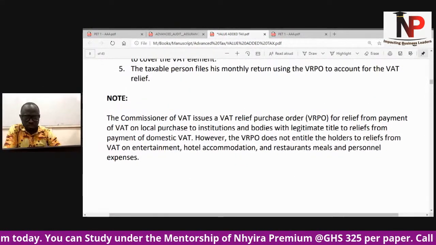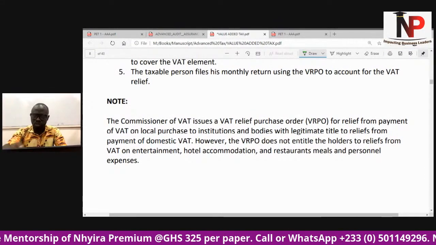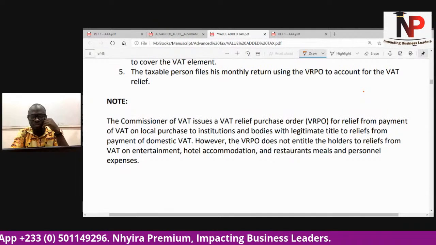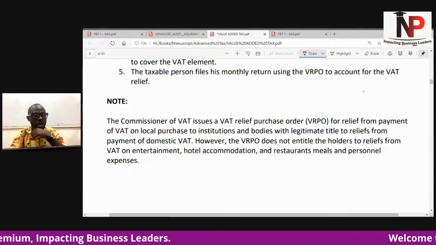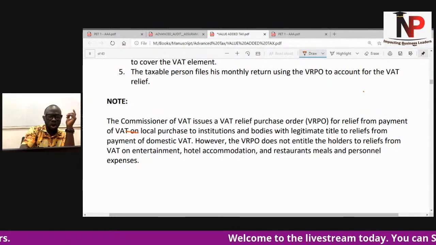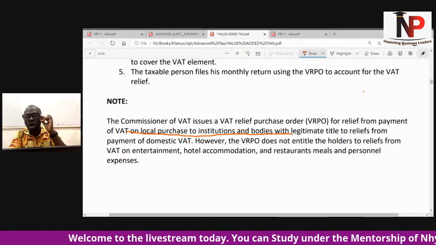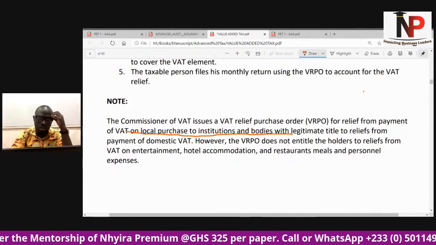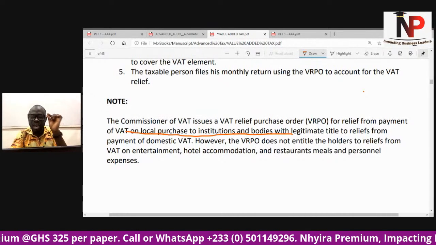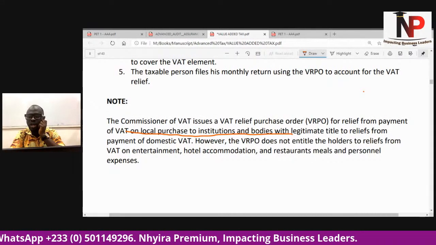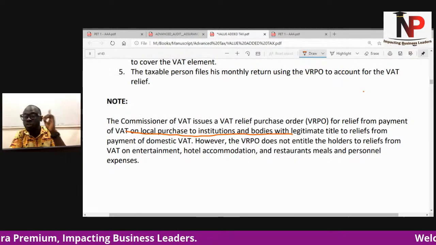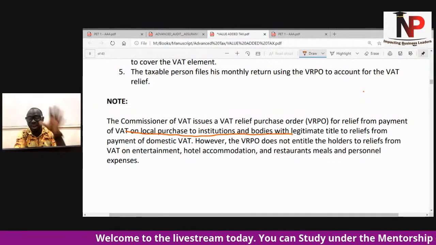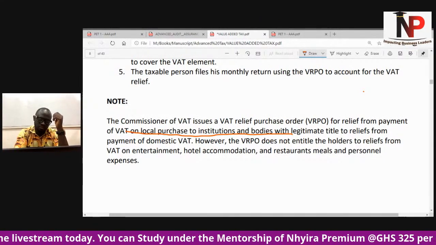Now, look at something I want you to note very well. This is very important to me, so make sure you get it well. The Commissioner of VAT issues a VAT relief purchase order for relief from payment of VAT on local purchases to institutions and bodies with legitimate title to reliefs from the payment of domestic VAT. However, the VRPO does not entitle the holder to relief from VAT on entertainment, hotel accommodation, restaurants, meals, and personal expenses. Very, very critical.